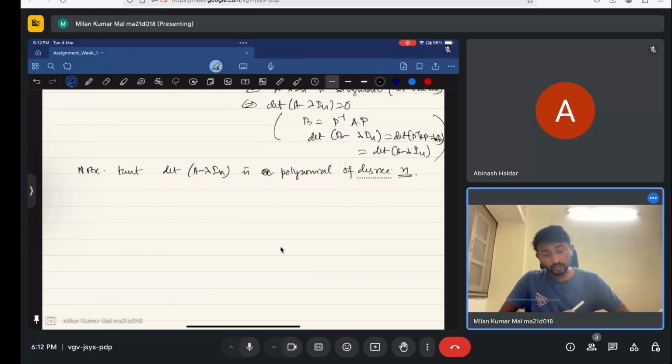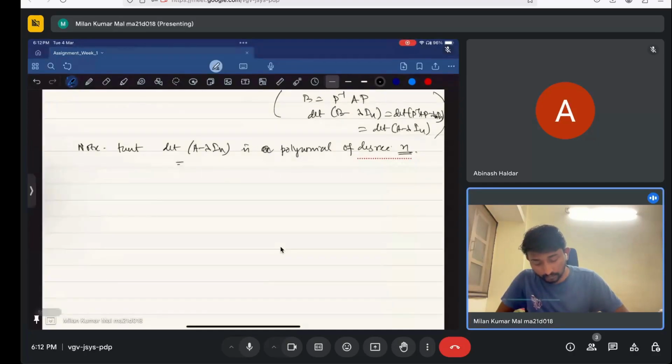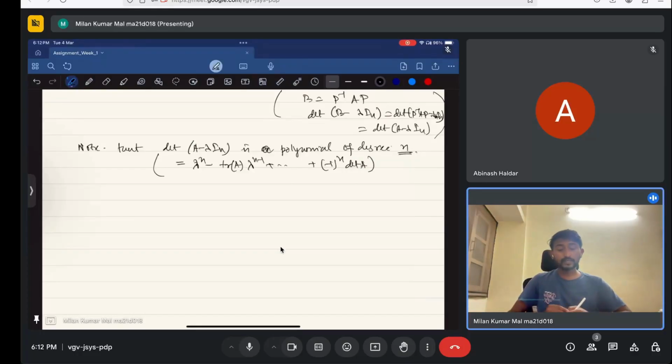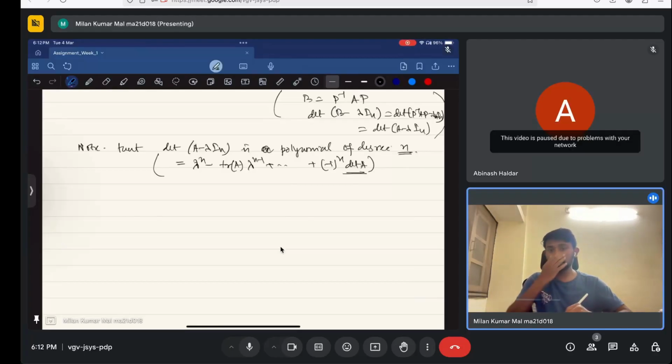Also we know that the determinant is something like lambda to the power n minus trace of the matrix A times lambda to the power n-1, and so on, plus or minus the determinant of the matrix A. These facts will be useful, but I'll not prove how this goes. It is also clear that similar matrices have the same determinant, so this does not affect the linear operator T.